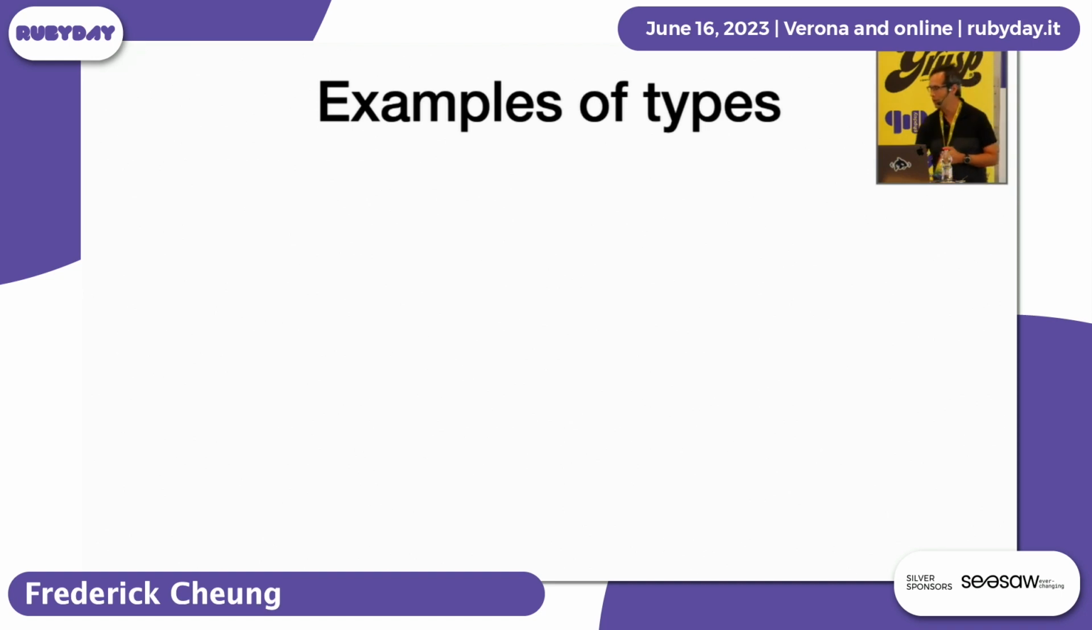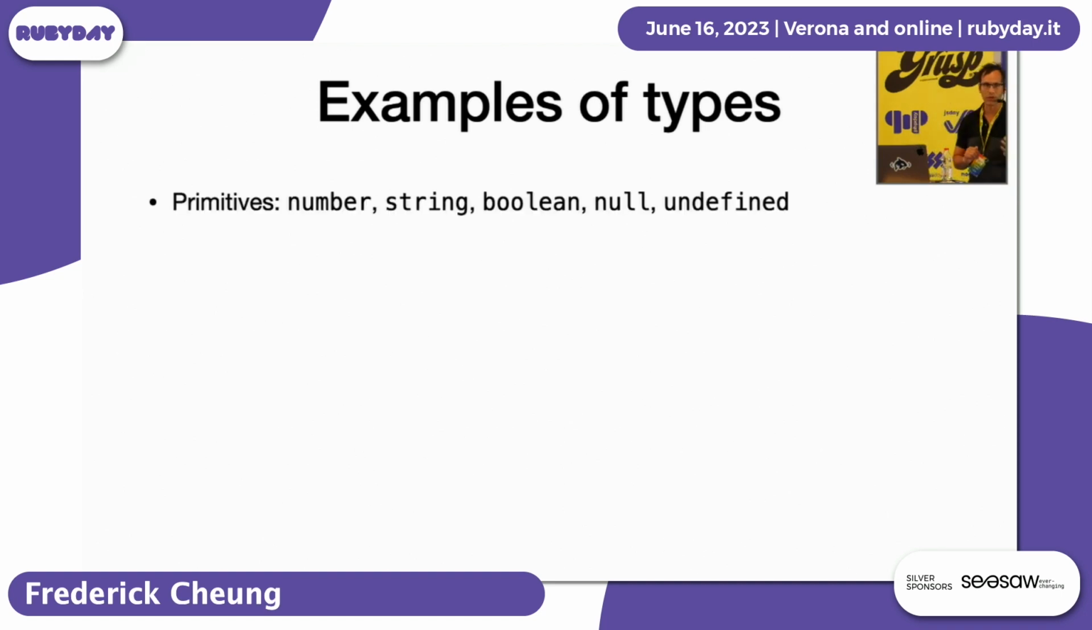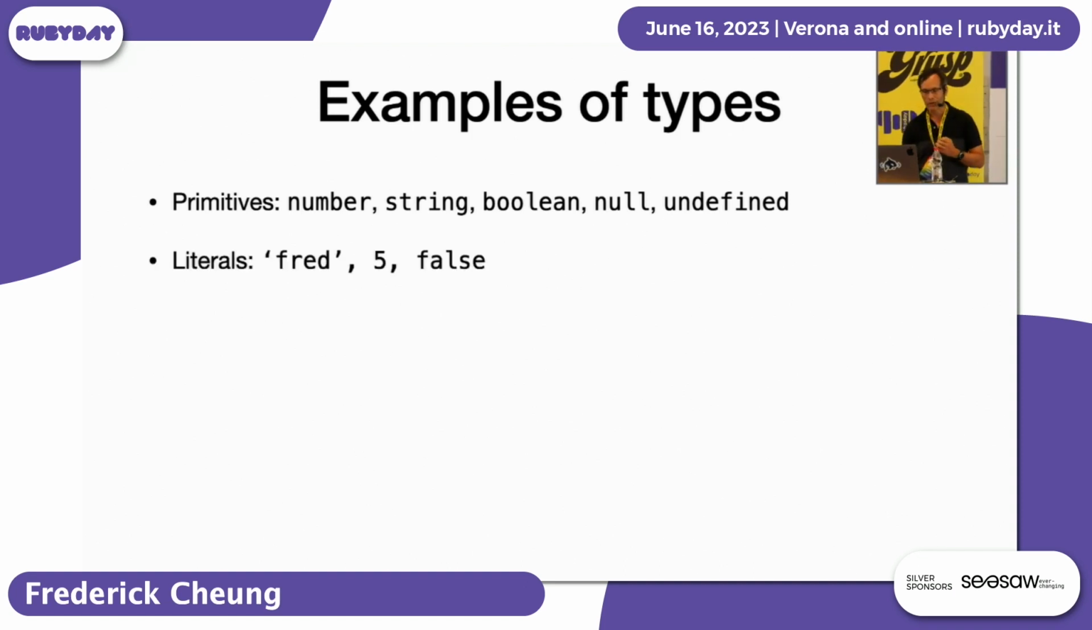So, what do types look like? These are kind of your building blocks. So you've got primitive types, so numbers, strings, booleans, that sort of thing. You've got literals. So this might seem a little bit pointless, but it will become useful in a few slides' time. So this string Fred is a type, and the only member of that type is the string Fred. False is a type, and the only thing of that type is the value false.